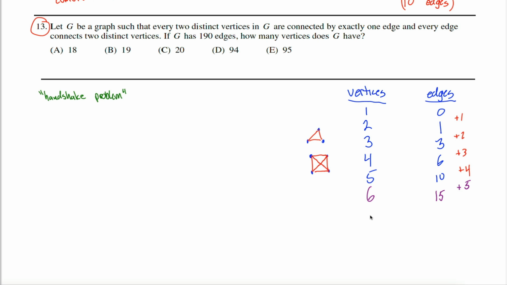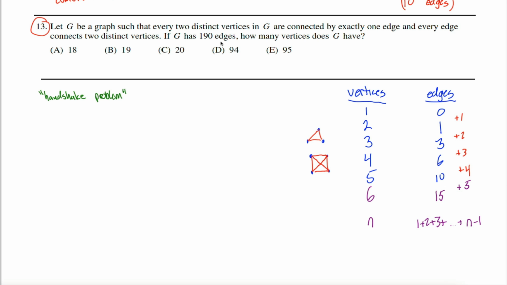Similarly, the 7 vertex case we could think about as having 1 plus 2 plus 3 plus 4 plus 5 plus 6 edges. Or more generally, the n vertex case would have 1 plus 2 plus 3 plus all the way up to n minus 1 edges.